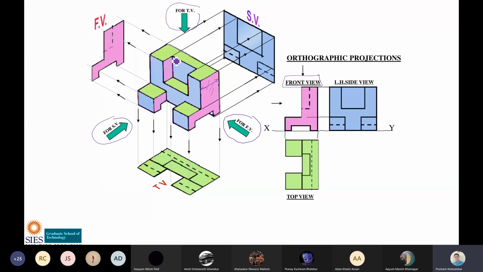So this particular line and this particular line cannot be seen from here. So it is drawn as a dotted line. Where it is drawn as a dotted line here, it is drawn as a dotted line here.